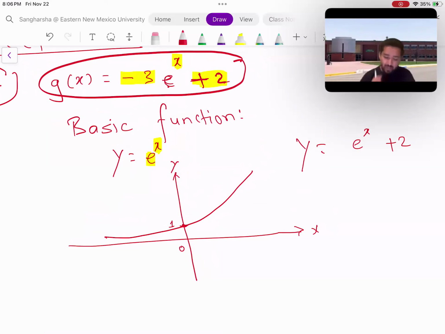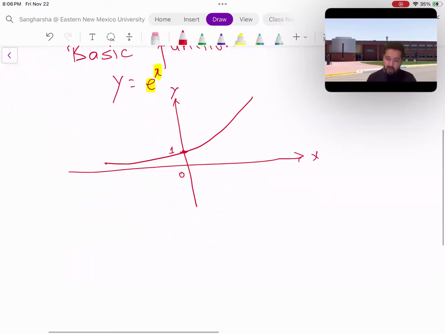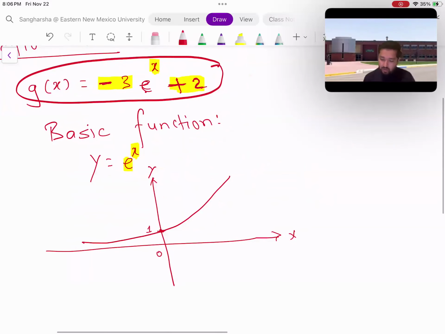But before that, we have a negative here. Before adding 2, we have to multiply by negative 3. The reason is, if you add 2 and then multiply by negative later, you will have a negative 2 here, and that's not what we want. So before adding 2, let's multiply our basic function by negative 3. So we have y equals negative 3 e to the power x. Don't worry about this 3 now, but we have the negative.